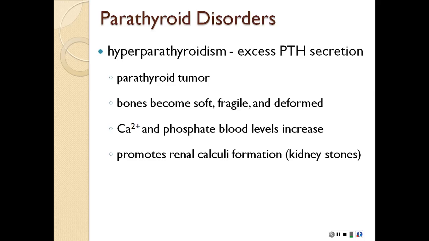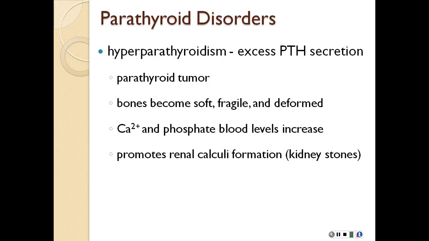Okay, and what about this one? So we mentioned this word too, hyperparathyroidism, and that's where the parathyroid gland secretes too much PTH. Now, if you're secreting too much PTH, what's happening to your blood calcium? It's going up too high. And remember where the calcium comes from: the bones. So if you're pulling too much calcium from the bones, they can become soft, fragile, and deformed.